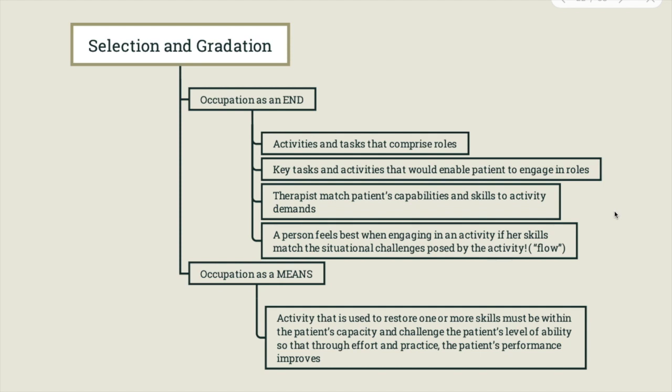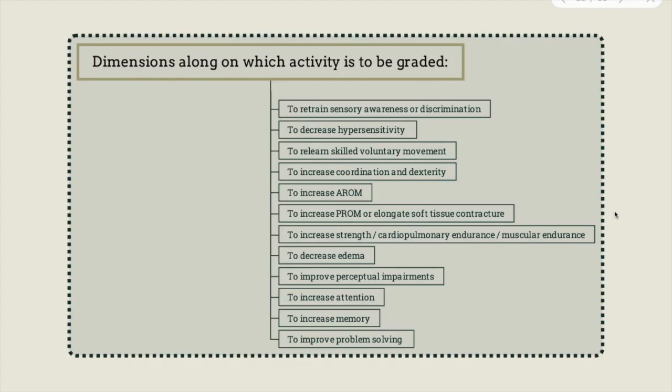The next is occupation as a means. This is something that us OT students hear a lot in school. This is an activity that is used to restore one or more skills, and it must be within the patient's capacity and challenge the patient's level of ability so that through effort and practice, the patient's performance improves.